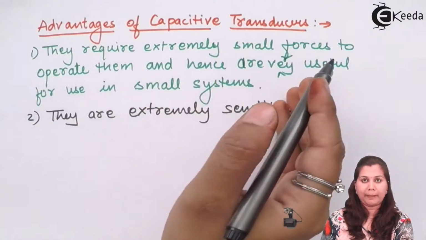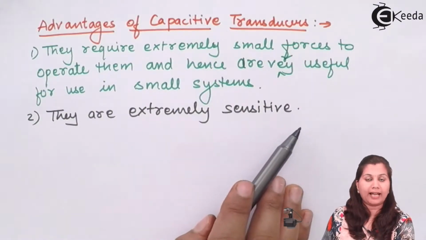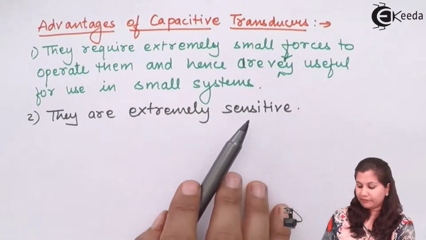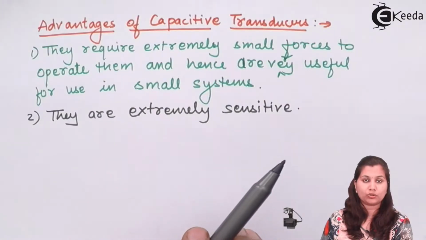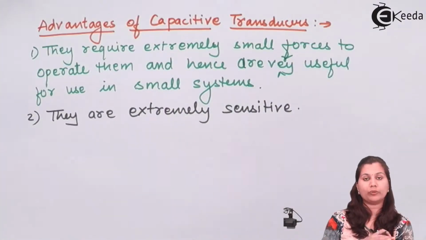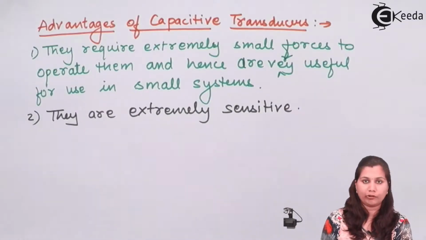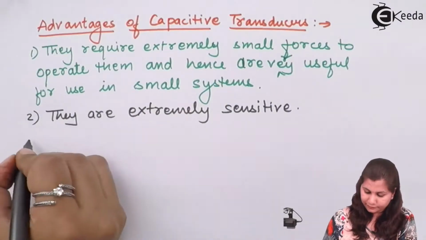Next advantage of capacitive transducers is that they are extremely sensitive. They are highly sensitive devices, so they can be used for very small measurements also, because for small differences or small changes they are going to produce a large output. So they are highly sensitive.